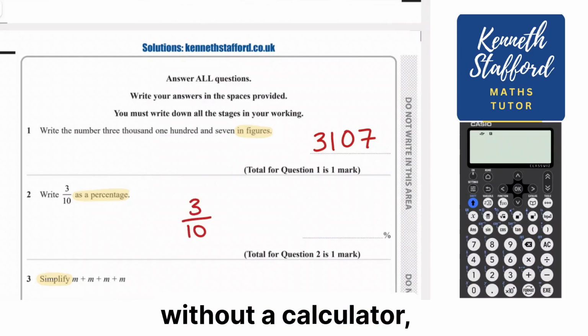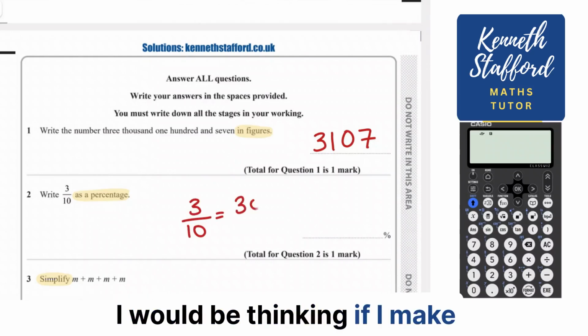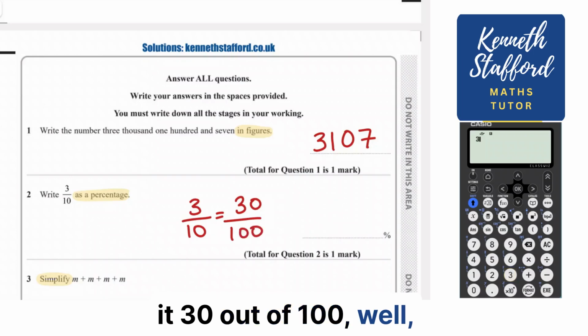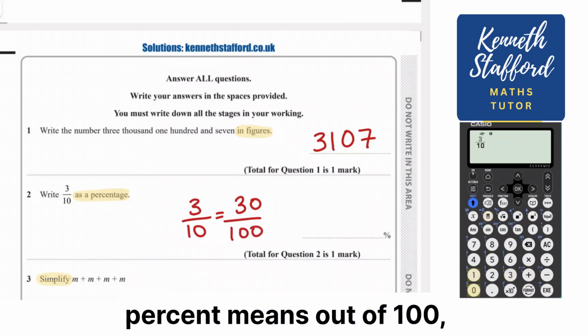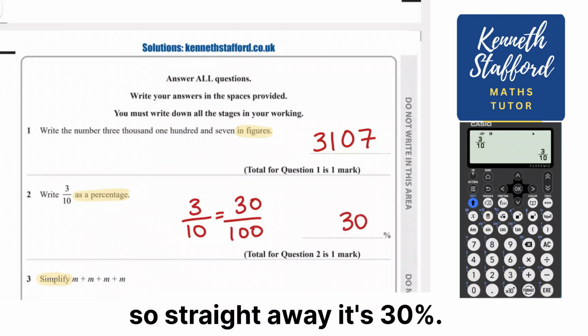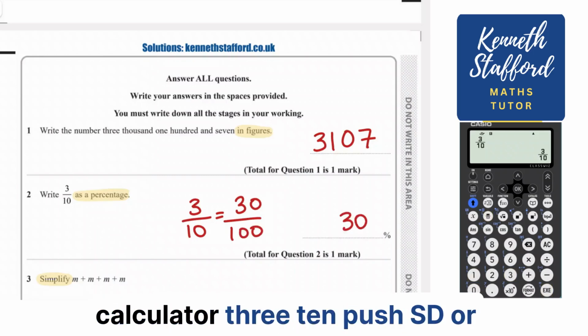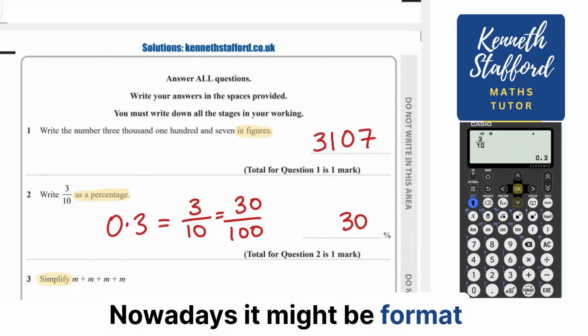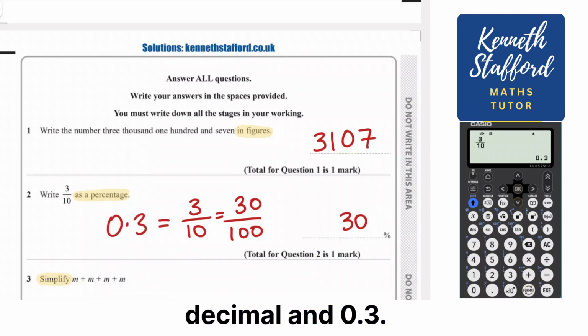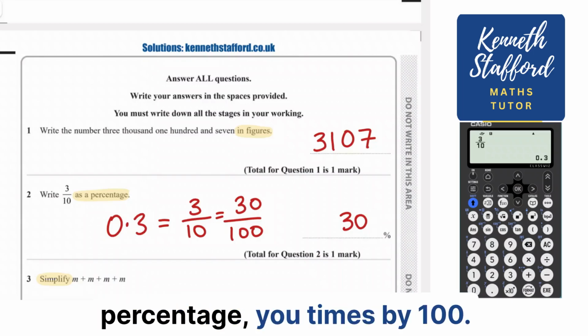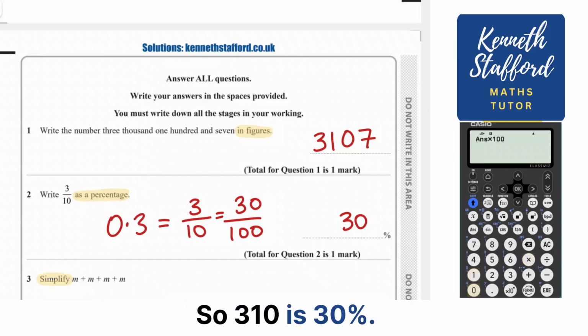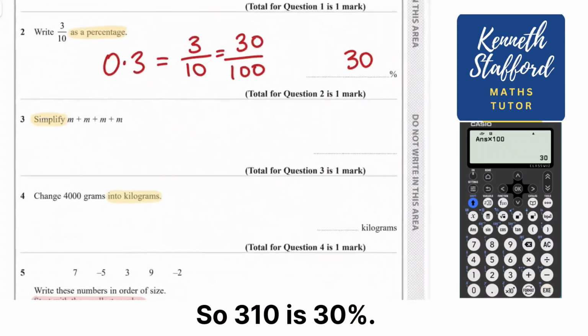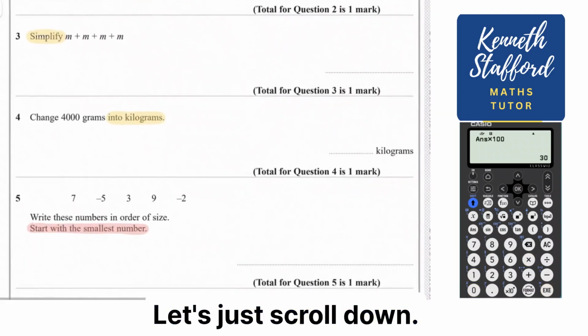I mean, without a calculator, I would be thinking if I make it 30 out of 100, well, percent means out of 100, so straight away it's 30%. But you can type it into your calculator. 3/10, push SD, or however you get your decimal nowadays, it might be format decimal, and 0.3, and then to get that as a percentage, you times by 100. So 3/10 is 30%. Let's just scroll down.